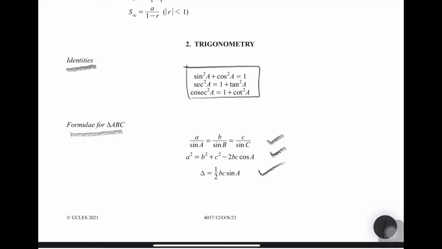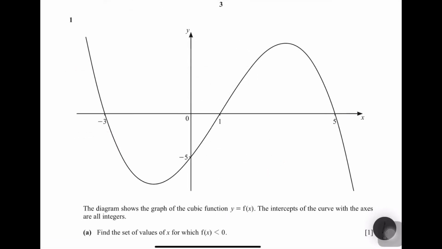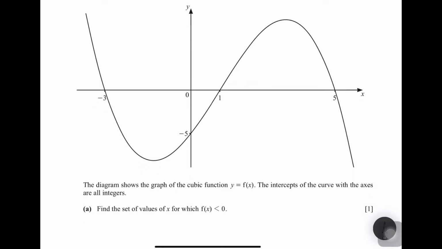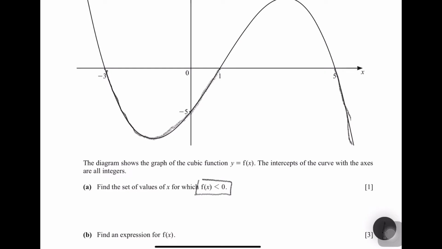Now let's continue the question paper. What is given? Okay, first question. The graph is given, and you need to find the solutions for f(x) less than 0. Now f(x) less than 0 means the part of the graph which lies under the x-axis. We need to find the solution range of that. So the answer is -3 < x < 1 or x > 5.